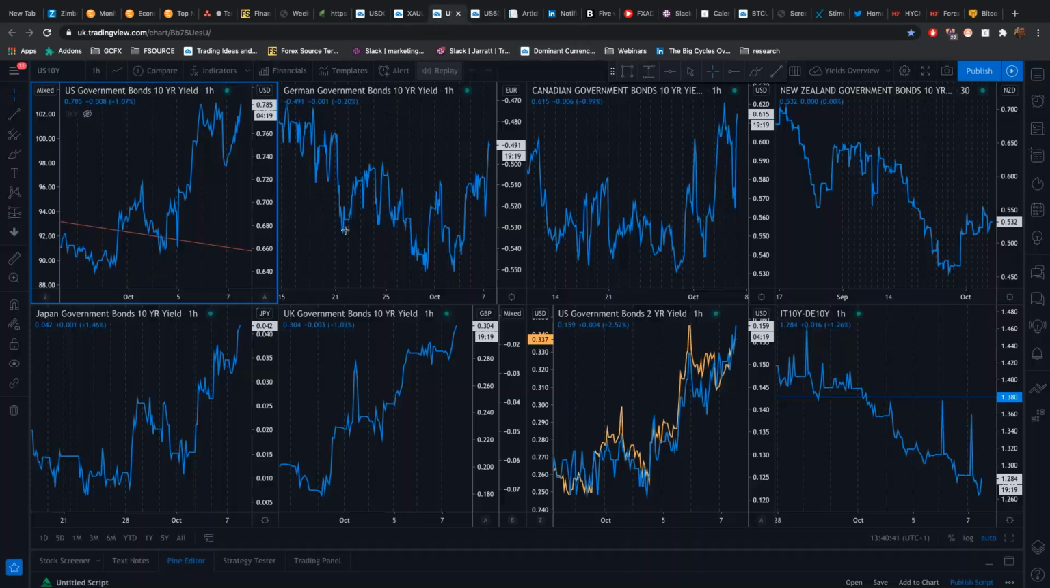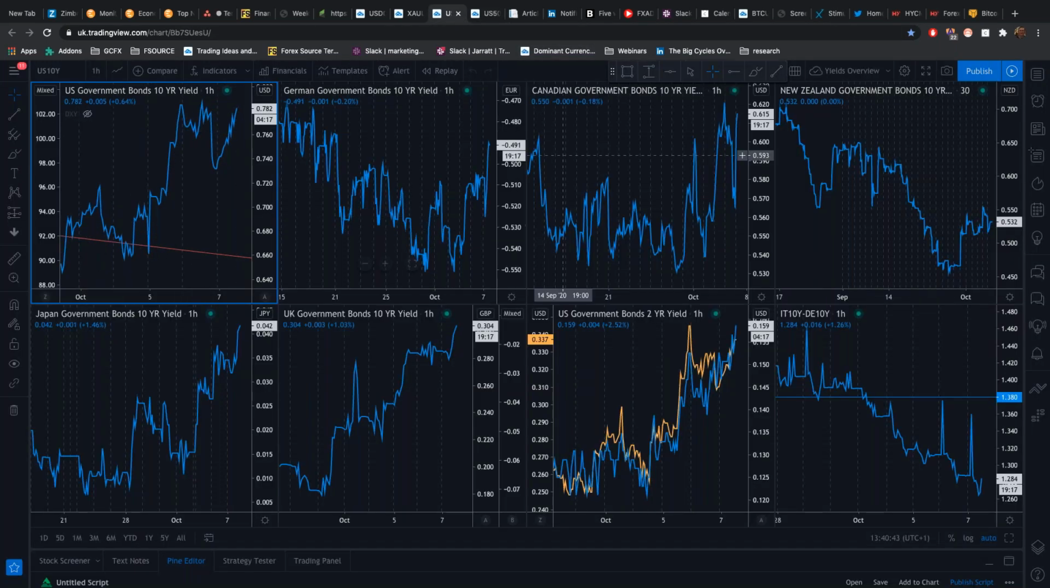Looking at bond yields, see bond yields pushing higher, that's positive for risk. So risk markets moving higher. The Italian 10-year bond spread is dropping, that's positive for the euro-US dollar.